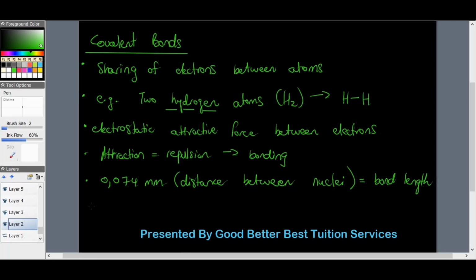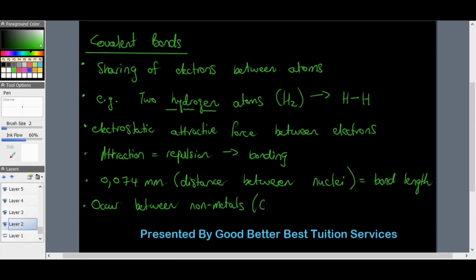Now, thus, a covalent bond is a shared pair of electrons, as we mentioned at the beginning. Where do these bonds occur? They occur between non-metals. Hydrogen is a non-metal. They occur between atoms of non-metal elements.